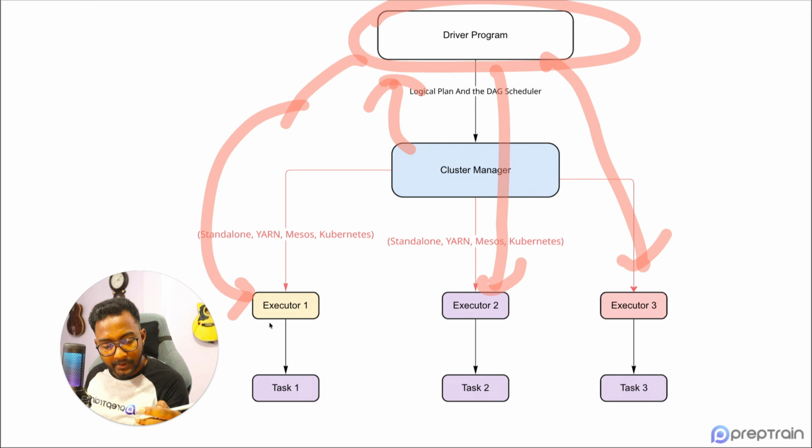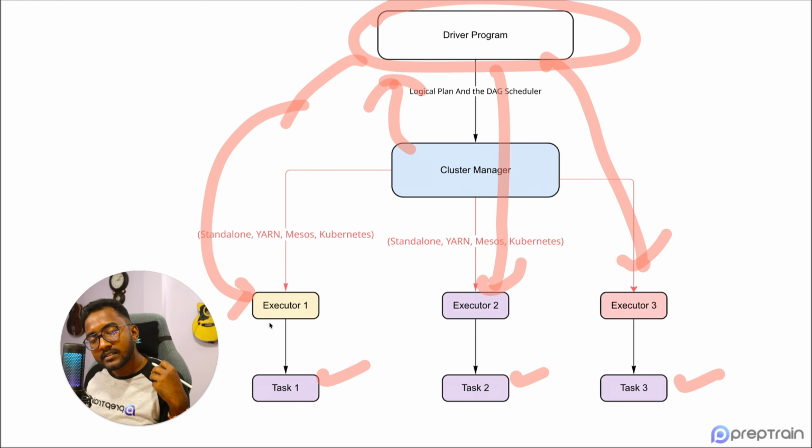Then the driver breaks the work down into small tasks, as you can see. The driver program sends these tasks directly to the executors. So executor 1 is getting task 1, executor 2 is getting task 2, and likewise task 3. These executors are basically processors which are running the code for the piece of data that they have received. They will run the code only on that data that they have received for processing.